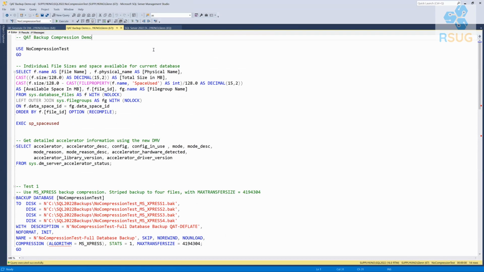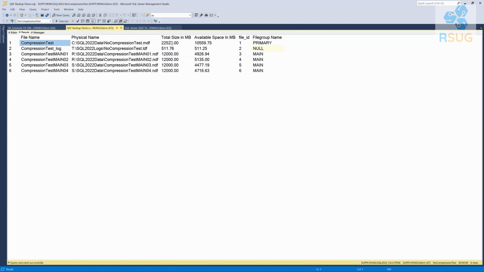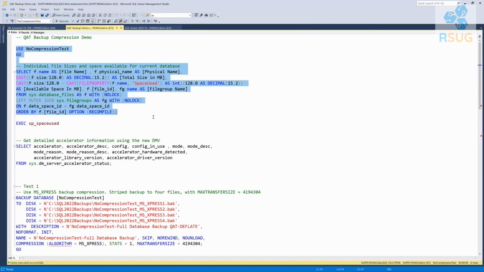There's a new feature in SQL Server 2022 called QAT backup compression. So I just want to take about 30 seconds or a minute and demo that real quickly. Hopefully nobody minds too much. But I've got a database on my workstation that's about 40 gigabytes in size, okay? And you can take a look there, and it's divided up into several different data files spread across different drives. So it's not AdventureWorks, but it's not a huge database.